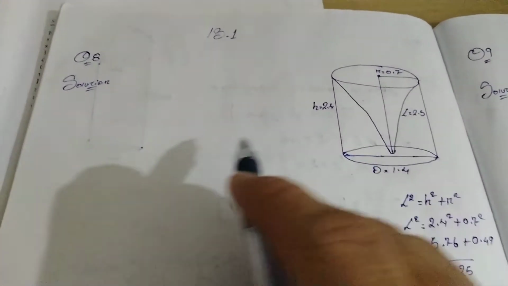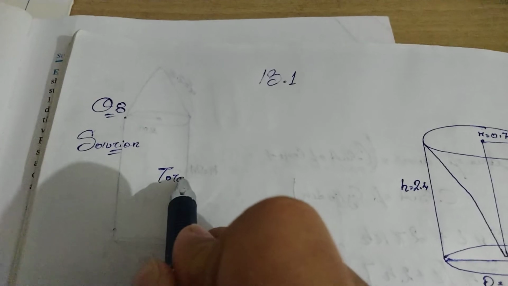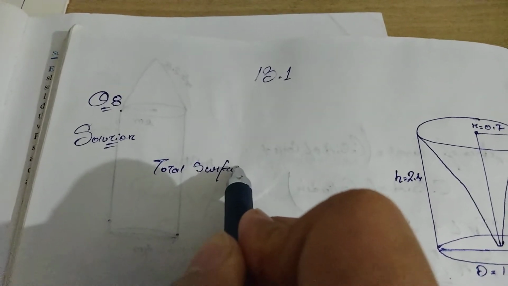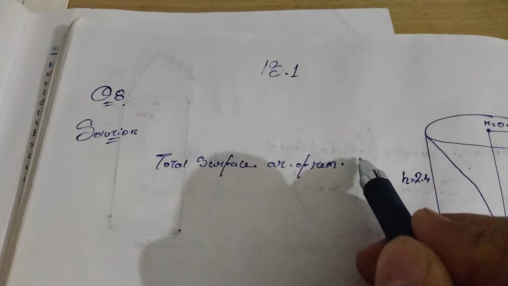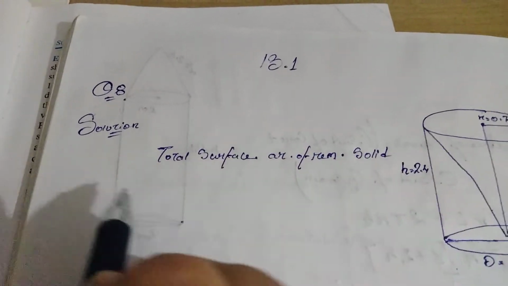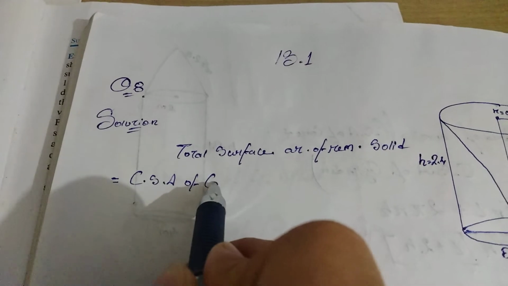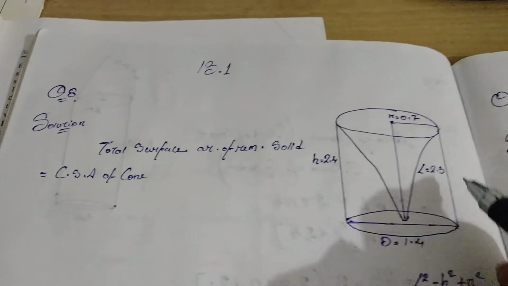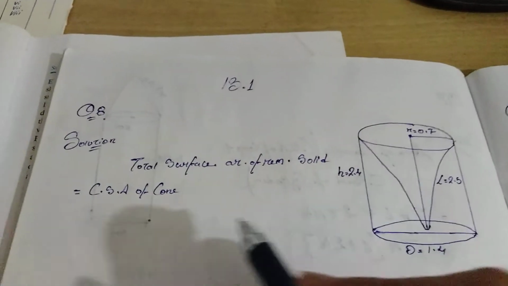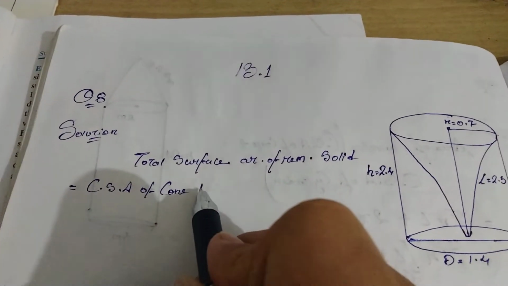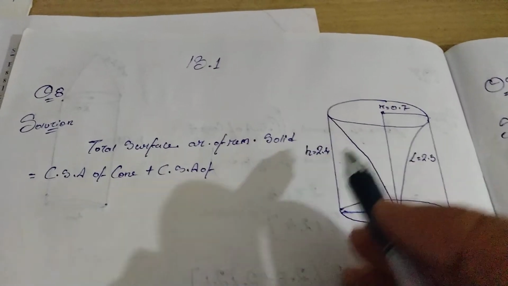Now let's begin to find the total surface area of the remaining solid. So let's write down total surface area of remaining solid. For that, we are going to use the formula of curved surface area of cone. Why? Because the cone area has been removed. Curved surface area of cone plus curved surface area of cylinder, this cylinder.